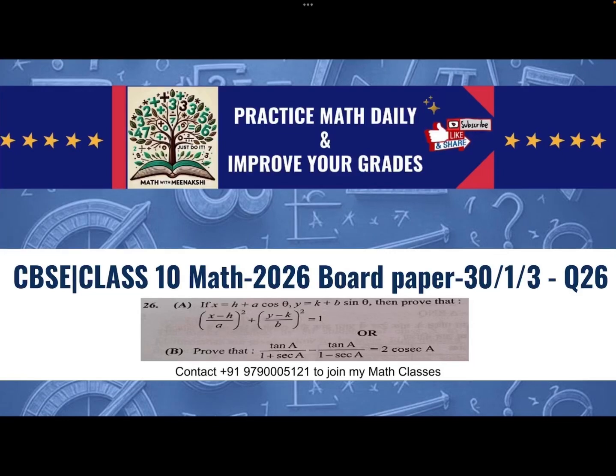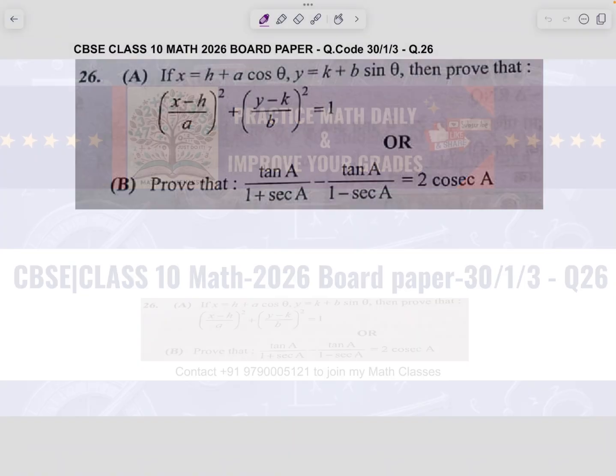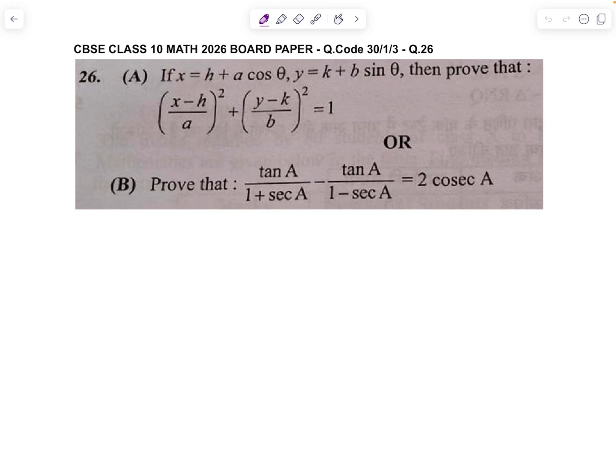Hello all, in this video I'm going to solve 26A and B from the CBSE class 10 standard math 2026 board paper. The question paper code is 30/1/3. The question goes like this. If x equals h plus a cos theta, y equals k plus b sin theta, then prove that (x minus h upon a) the whole square plus (y minus k upon b) the whole square is equal to 1. This is the statement that we have to prove.